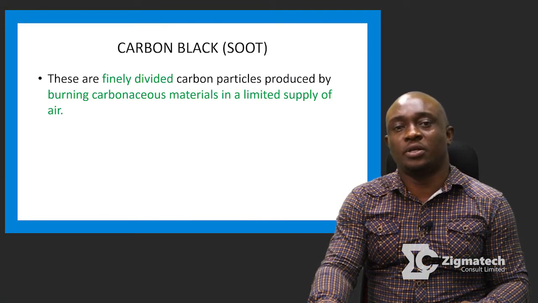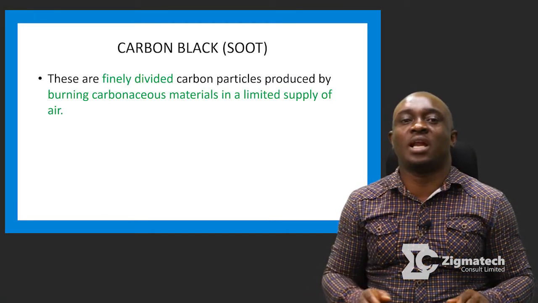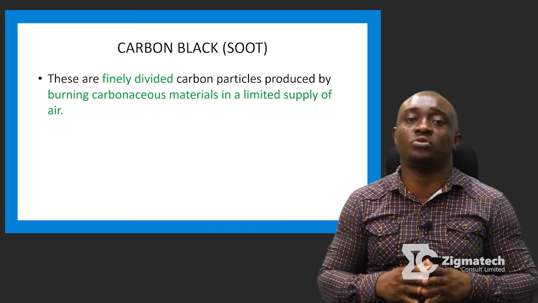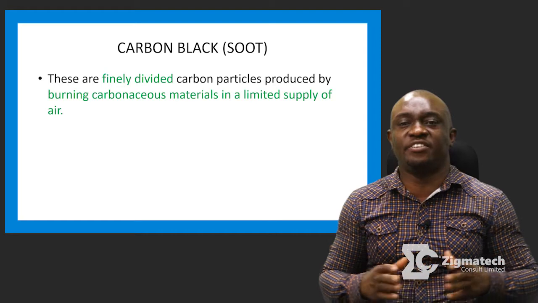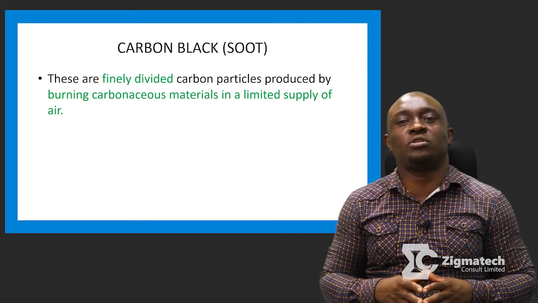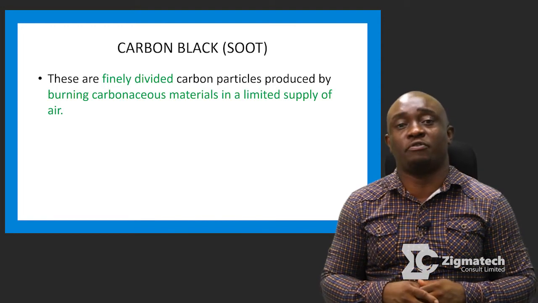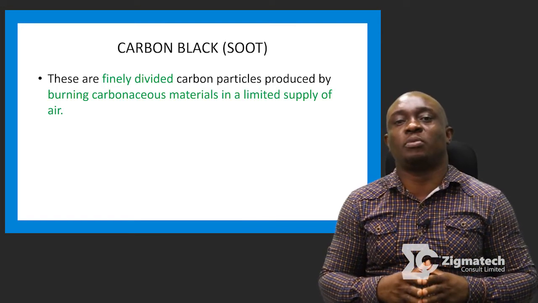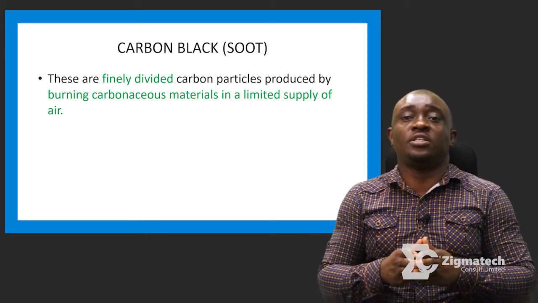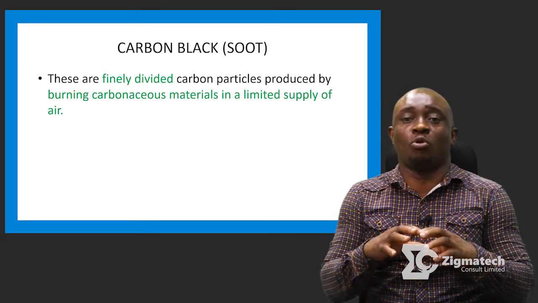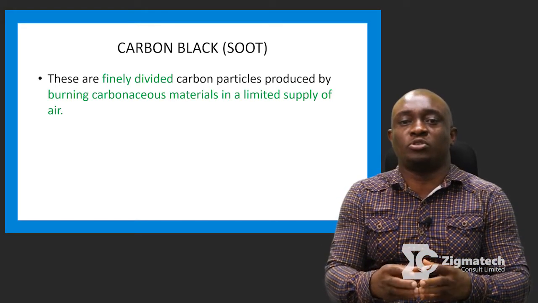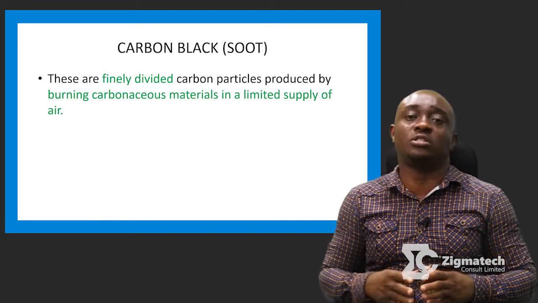Carbon black. We often call it black soot. Either you call it carbon black or you call it soot. These are finely divided carbon particles produced by burning carbonaceous materials in a limited supply of air. If we burn them in a limited supply of air, like the exhaust pipe of a car or the exhaust pipe of any engine, you see that the engine is closed, and combustion is taking place there.